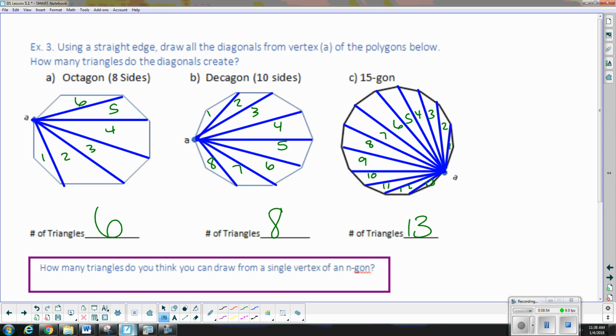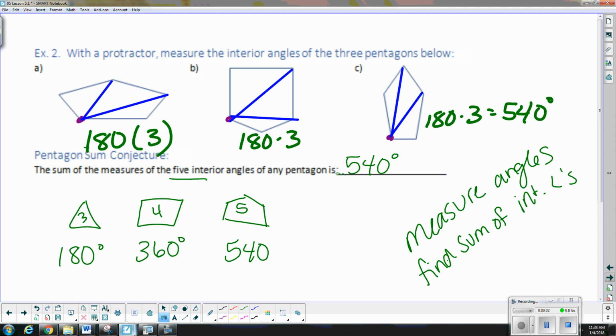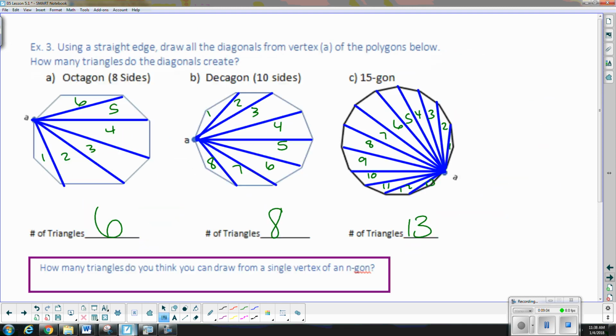Well, what's the pattern? For a quadrilateral, which had 4 sides, we drew 2 triangles. For a pentagon, which has 5 sides, we drew 3. Octagon has 8 sides, we drew 6. Decagon, we drew 8. 15gon, we drew 13. So from an n-gon, we would be able to draw that many triangles.